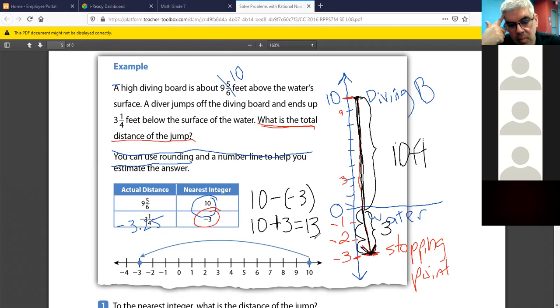Okay, so you can see it visually that if I subtract 10 take away 3, I'm going to get 7, and there's no way that the diver stopped at 7 feet high. Not unless there was another board here, which there isn't. So you can see the length of the dive, which is at least 10, plus however many feet they go under.